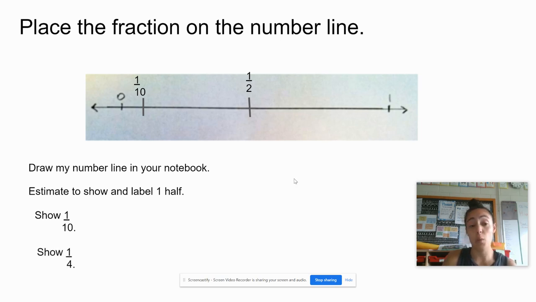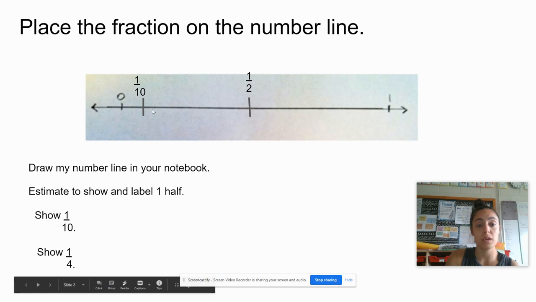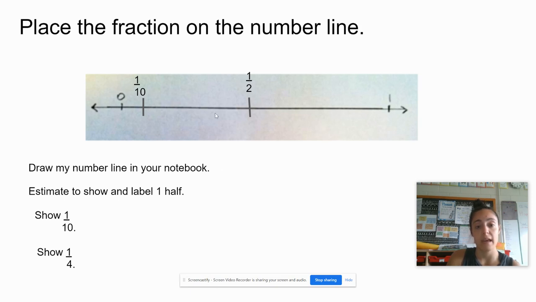Next, I need to think about 1/4. So again, I look at this half right here and I think, okay, if there are 4 pieces total, I need 2 pieces within this half and 2 pieces within that half. So I think about breaking 0 and 1 into 4 equal pieces, and I would label it right here.